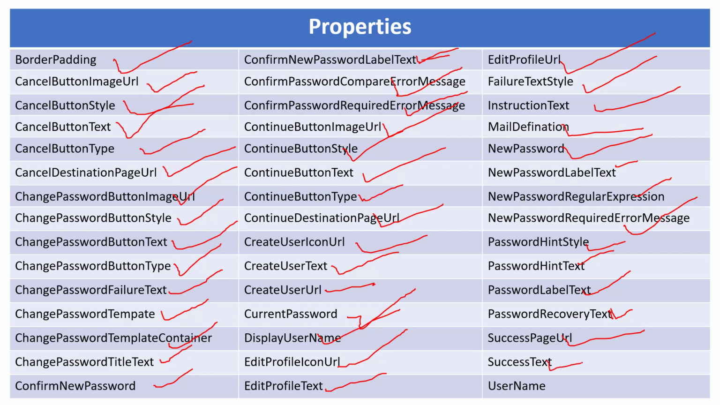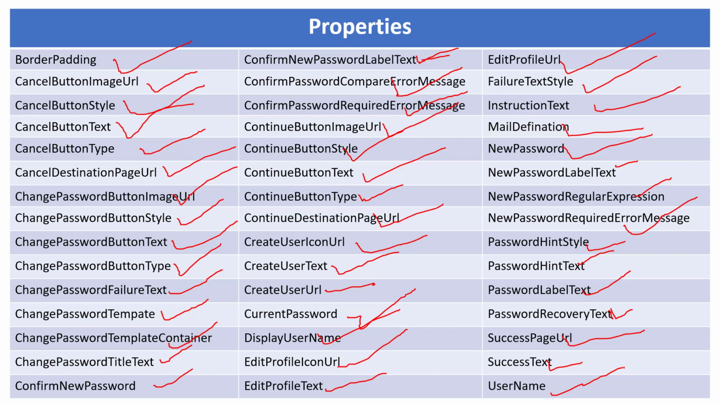Next is success text. It is used to set or get the text that is displayed on the success view between the success title text and the continue button. And the last one is username. It is used to retrieve or set the username for which the password is to be changed.